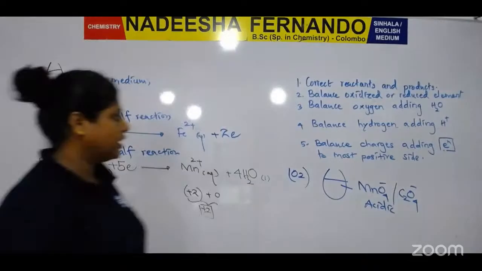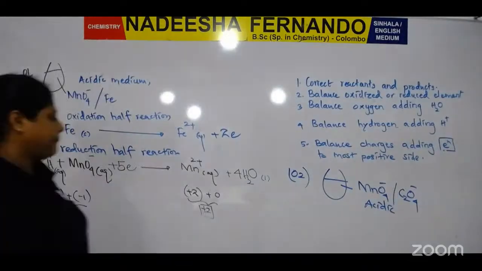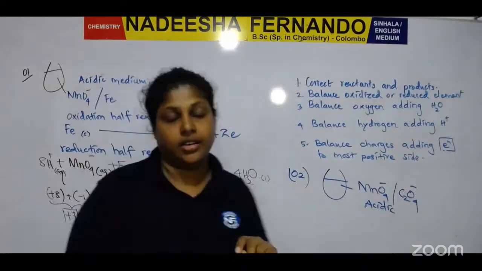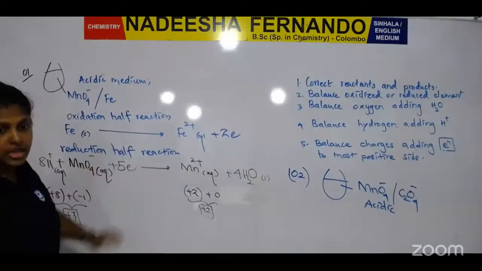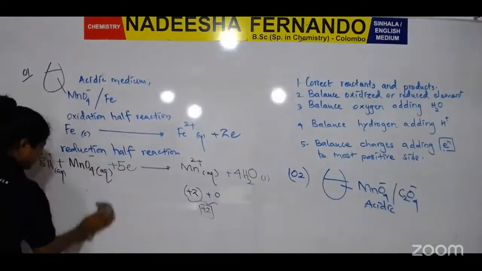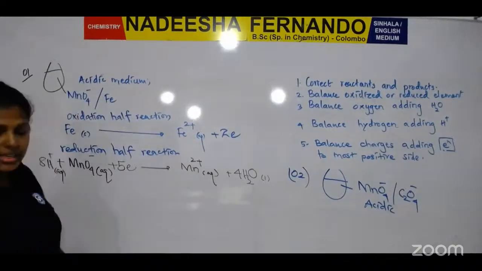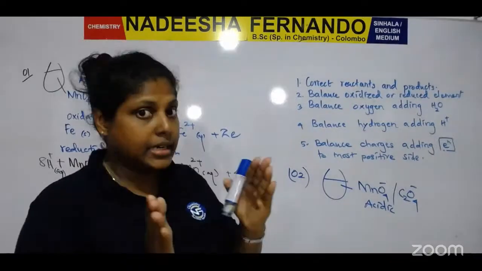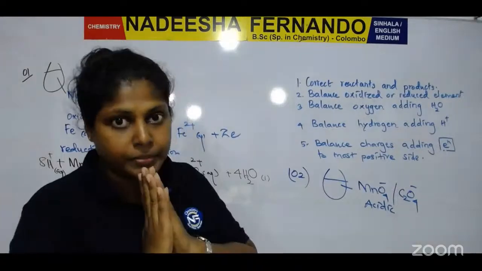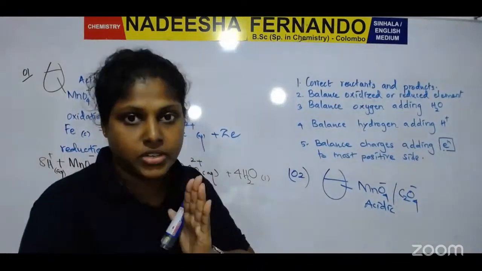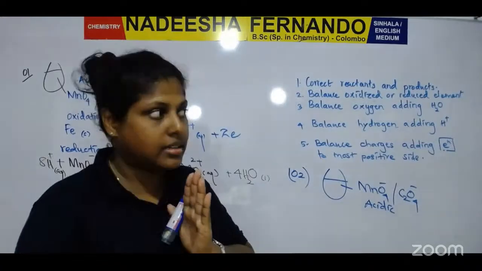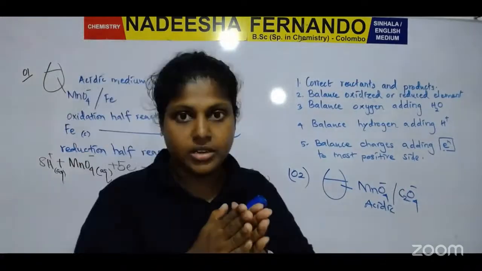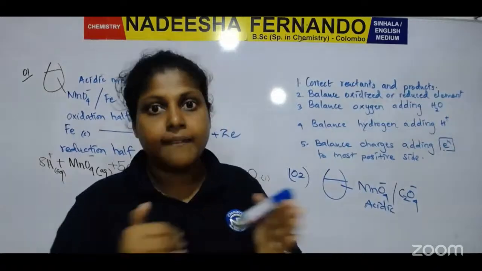Right, finished. Before moving to the second example, I'll tell you how to get the ionic reaction. These two are half reactions. How do we get the ionic reaction? The way of getting the ionic reaction is we need to get the same number of electrons and combine the oxidation and reduction reactions together after balancing the electrons, to get one reaction.